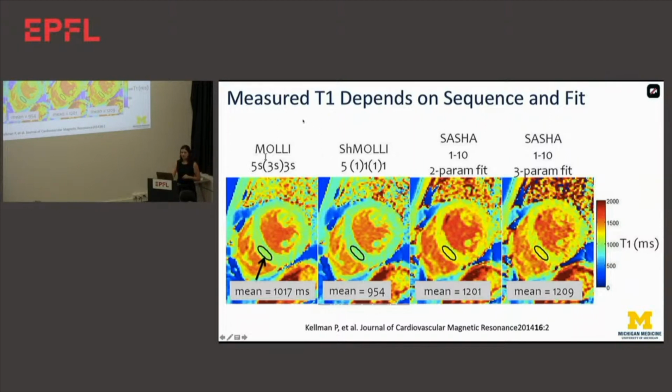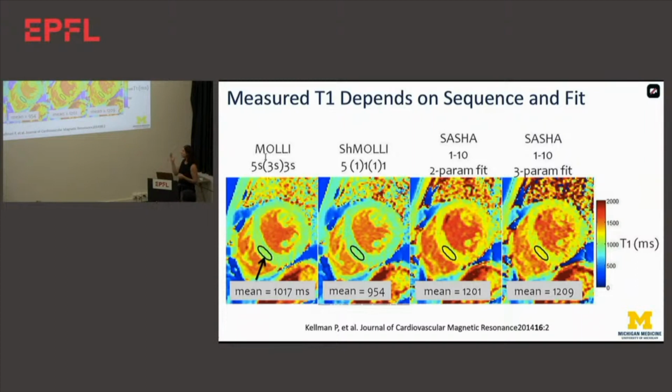sequences. There's the very common MOLLI T1 mapping sequence. There's a ShMOLLI sequence, which is short MOLLI, a little bit faster. And then there's a SASHA sequence. Depending on which technique you use, you'll get a very different measurement of T1 in the same person, in the same scan block, okay?